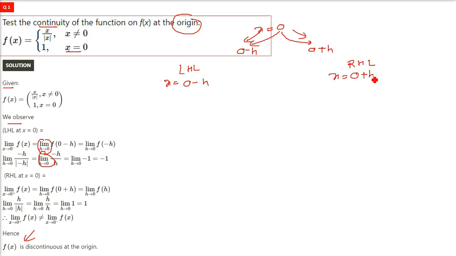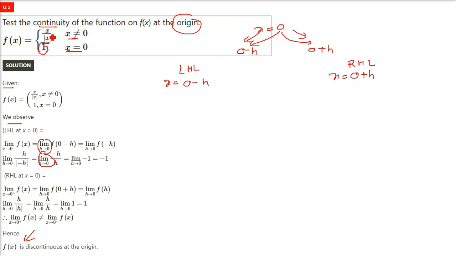Now see here, x has changed its value. It is not 0 now, because when you are subtracting h or adding h, it is not 0. So there are two cases given in the function: when x is not equal to 0, and when x is equal to 0. So we are going to take x is not equal to 0, that is what we are going to use.